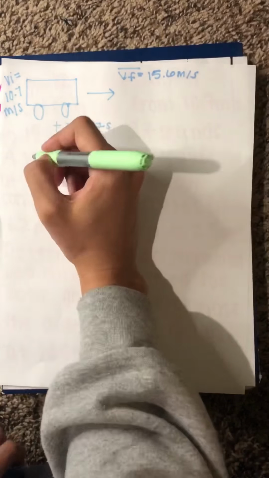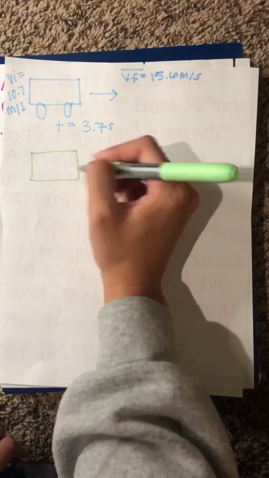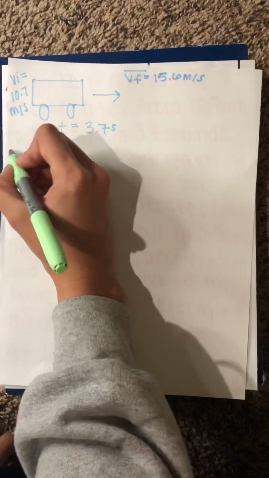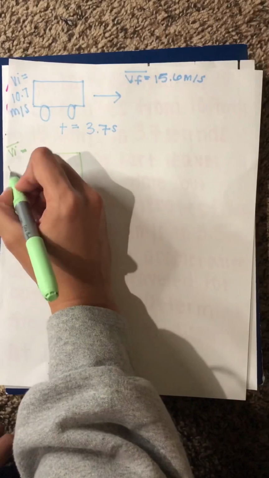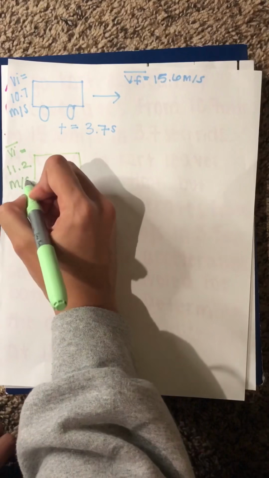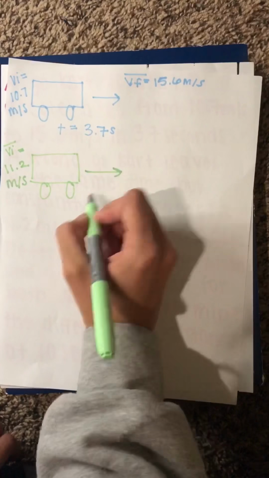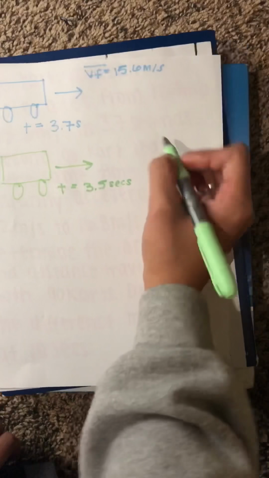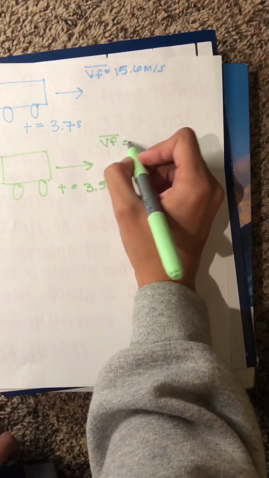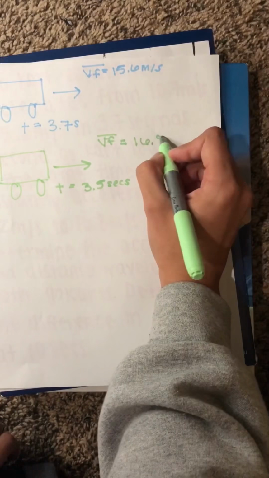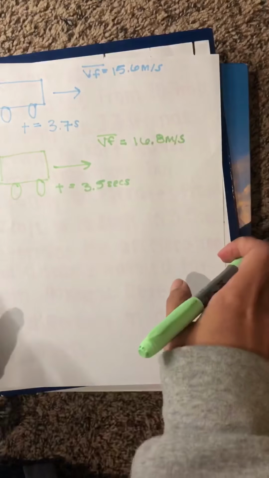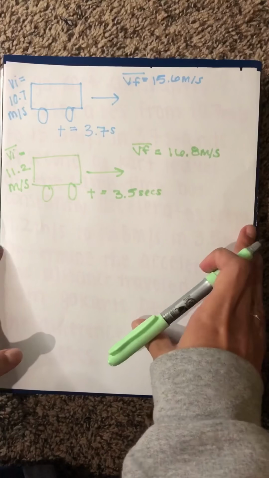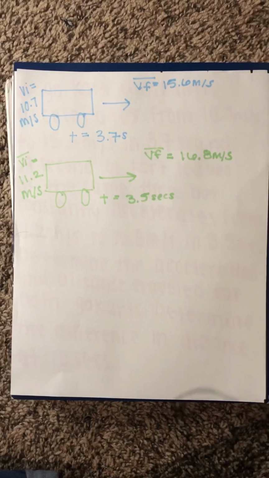For go-kart number 2, we know it has an initial velocity of 11.2 meters per second, and it travels for t equals 3.5 seconds, with a final velocity of 16.8 meters per second. With this diagram, we can better understand that the go-karts are leaving at the same time but accelerating at different rates.